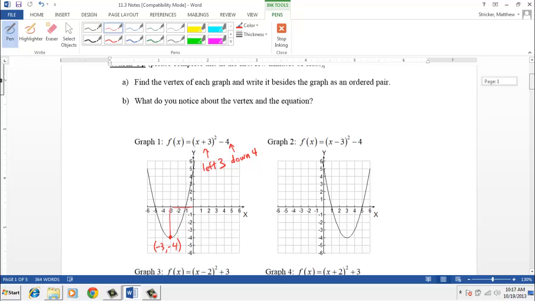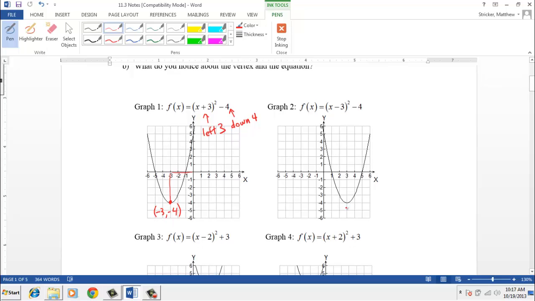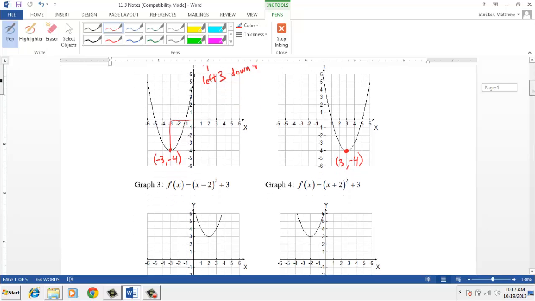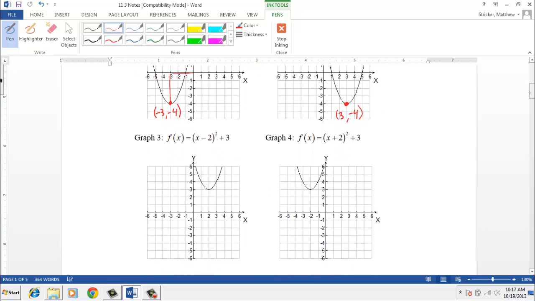And you can do something similar for the next one. The next one, you should see that it's on the opposite side. This has a vertex of 3, negative 4. And then the next one has a vertex at right here, which is positive 2, 3. And then the last one has a vertex at negative 2, 3.